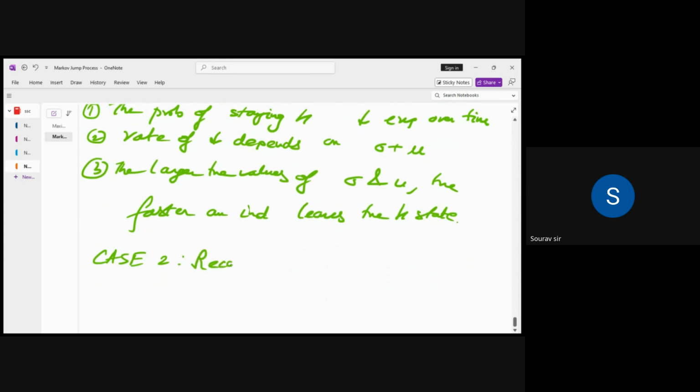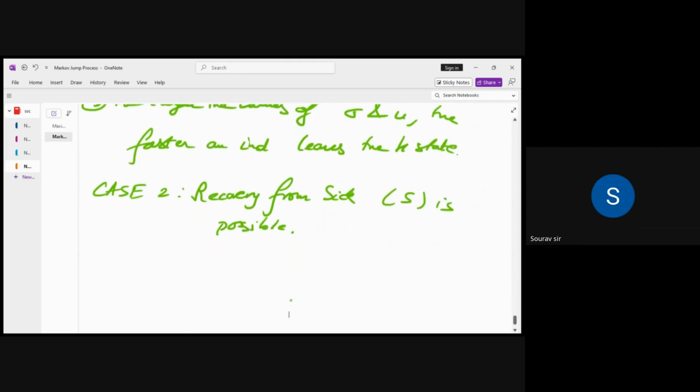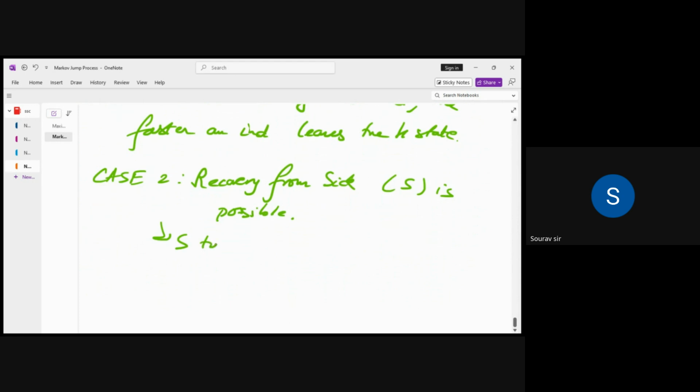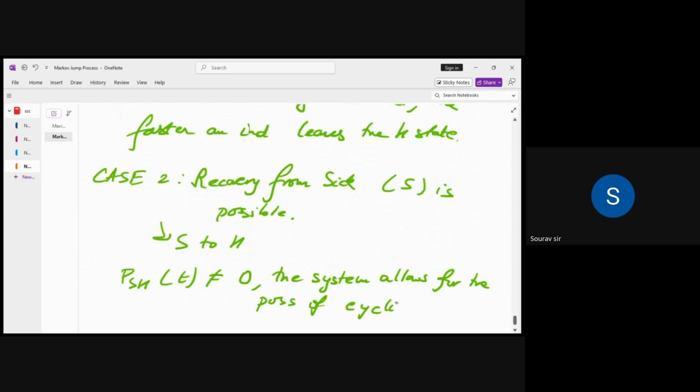That is recovery from sick, that is S. Is possible, might be. So yes, if an individual recovered from S to H, then P_SH(t) is not equal to 0. It means the system allows for the possibility of cycling between states.